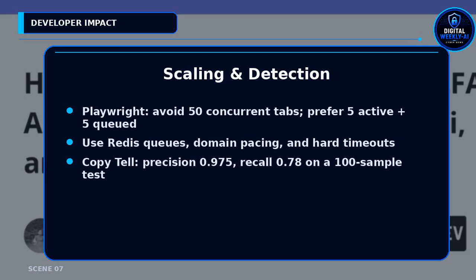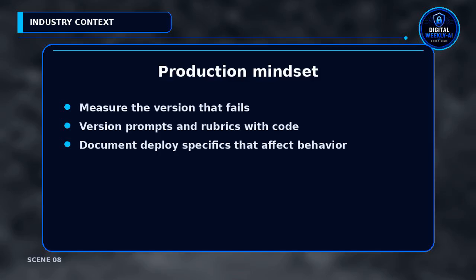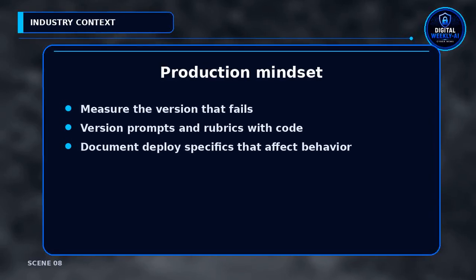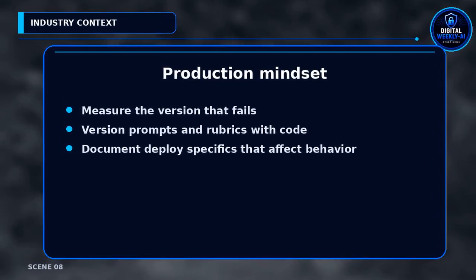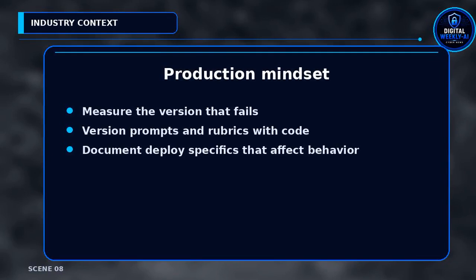Copy-tell flagged AI-style copy with precision 0.975 and recall 0.78 on a 100-sample test, but it misses plain human seller copy. Loop and Retry focuses on shipping agents that survive real inputs. Measure the failing version, ship the fix, and document what broke. The multicloud project versioned prompts, deploys, and tests for reproducibility.